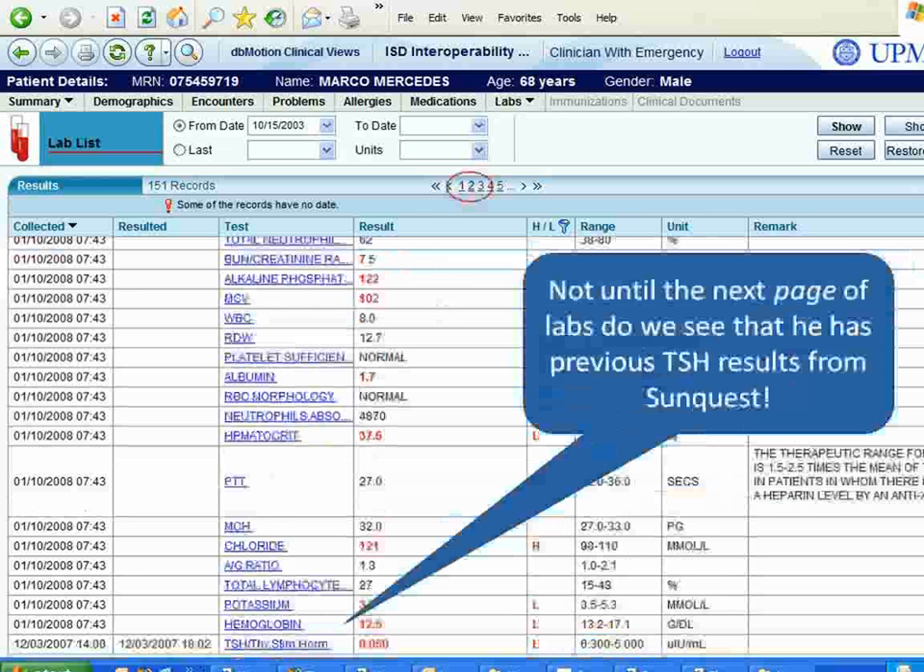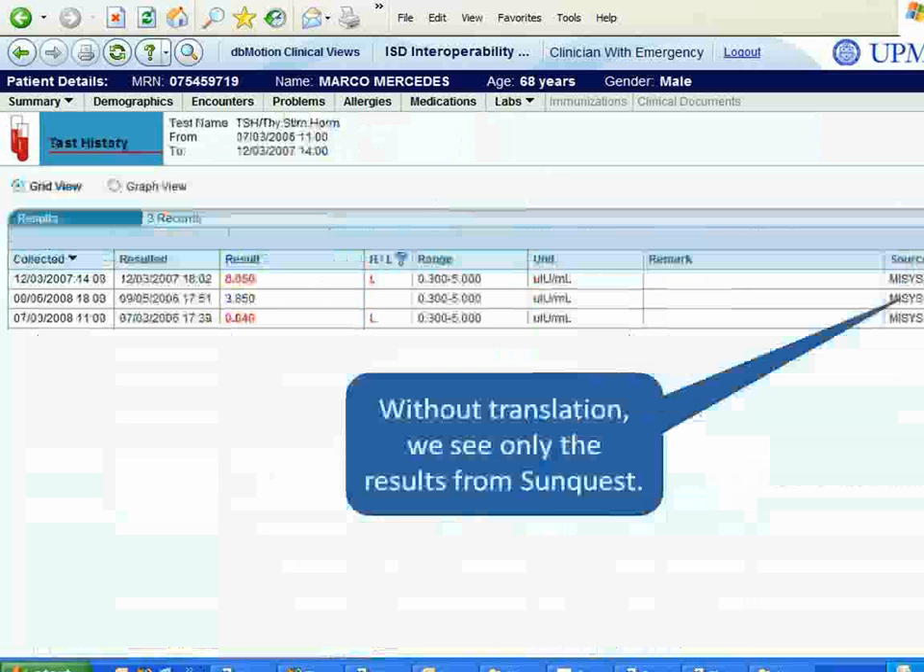When you go to page 2 of the laboratory results, only then do you see that the patient has a TSH test that you can compare historically from SunQuest, our SunQuest laboratory system, which came from one of our hospitals. And when you click on that test, you see that the patient has 3 results. So to trend those over time, you would have to manually, in your head, compare the Quest result 3 screens ago to the SunQuest TSH results on this screen to get an idea of what the patient's thyroid activity has been over time.